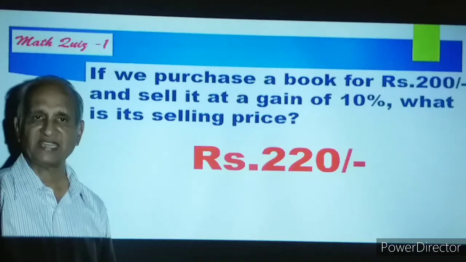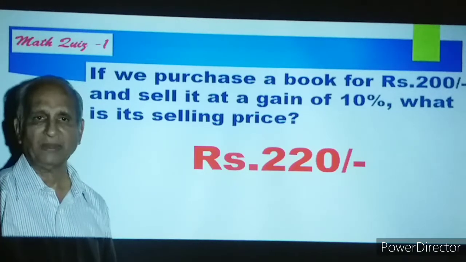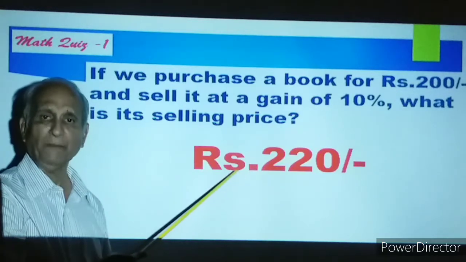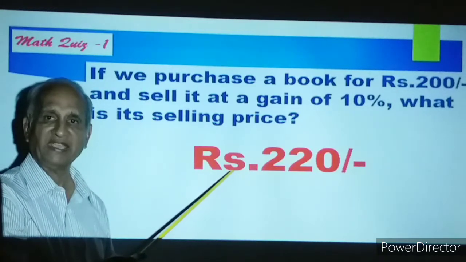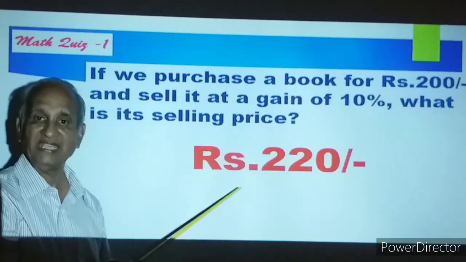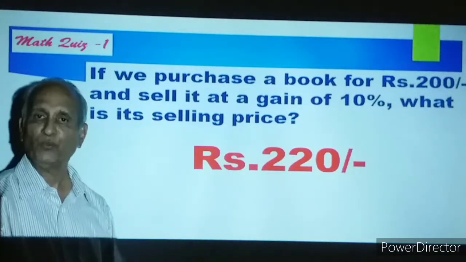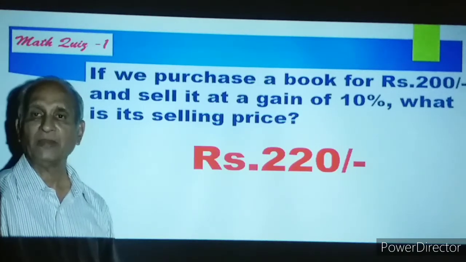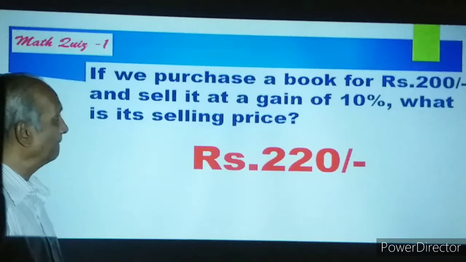For 100 if it's 10, for 200 it should be 20, double that. 200 plus 20, 220. If you sell the book at 220, you make a gain of rupees 20. That is 10%. The gain is 10%. If you work out on a standard figure like 100, it will be 10% we say. Next.